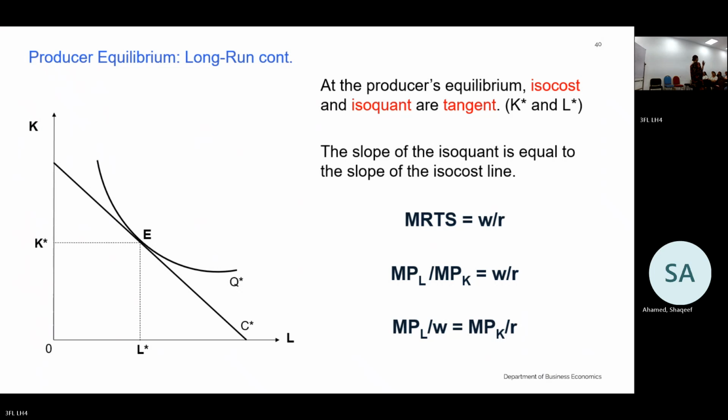Marginal. So what is the slope name? Marginal rate of technical substitution, MRTS. Marginal rate of technical substitution, MRTS. What is the slope of the isocost? W divided by R. W over R, right? So these two are equal. MRTS is equal to W divided by R when the isoquant is tangent to the isocost. Understood? So that is where the equilibrium happens.